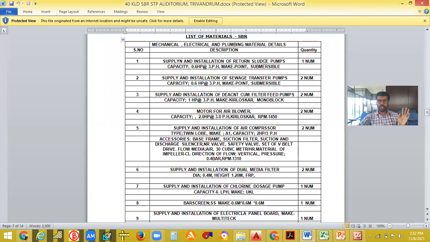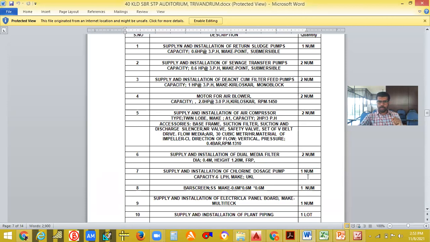Supply and installation of return sludge pumps. The sludge pump is there, that we are using, not by gravity but by pump only. 0.6 HP, 3 pH point, submersible only, 1 number. Supply and installation of sewage transfer pumps, 2 number. Installation of decant pump and filter feed pumps, 2 number. Motor for air blower, because we are using aerobic, so 2 numbers. Supply and installation of air compressor, 2 numbers. Dual media filter. So these are the filters and pumps that they are using for their setup, SBR technology.